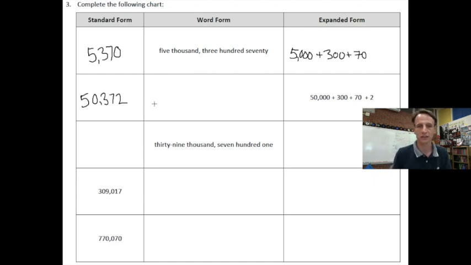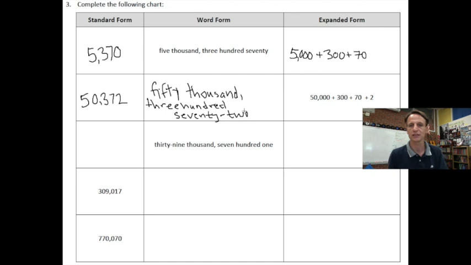And what I just said actually gives you the word form. It's 50,000 and then what follows 50,000 first is a comma, and then 300 72, and again notice the hyphen in 72, and that there's no and anywhere to be found.